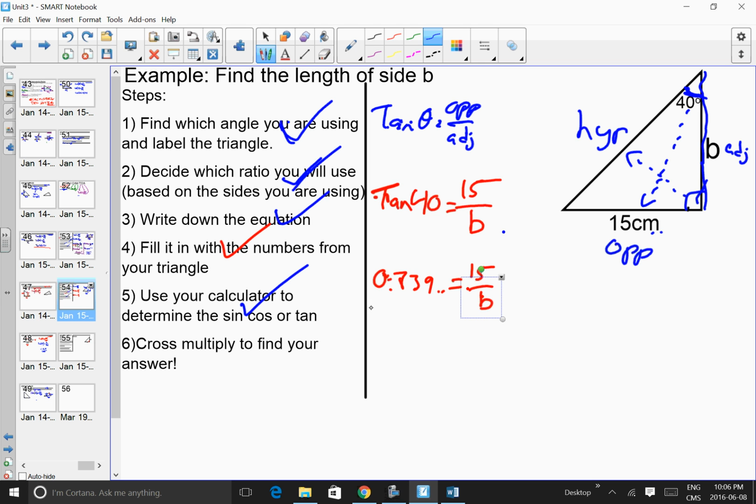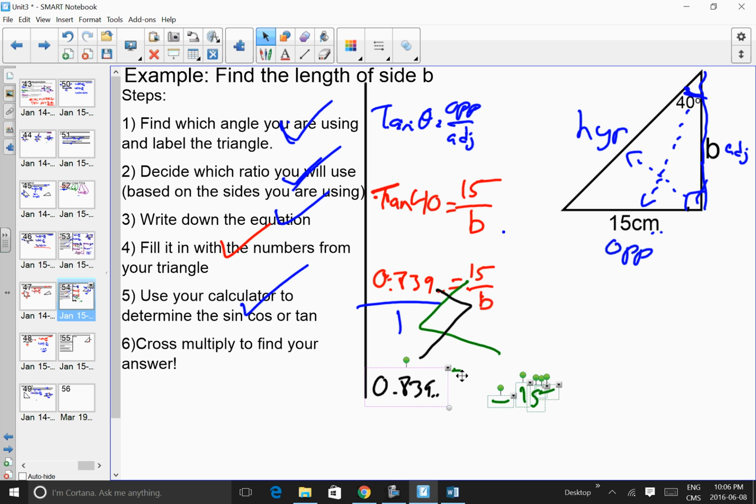So again, in order to cross multiply, I need two fractions. So I'm going to put this over 1. Now I'm going to cross multiply. So that means top of one side times the bottom of the other goes over here. 15 times 1 is 15. Now on the other side, that long decimal, 0.839 and so on, times B goes over here.